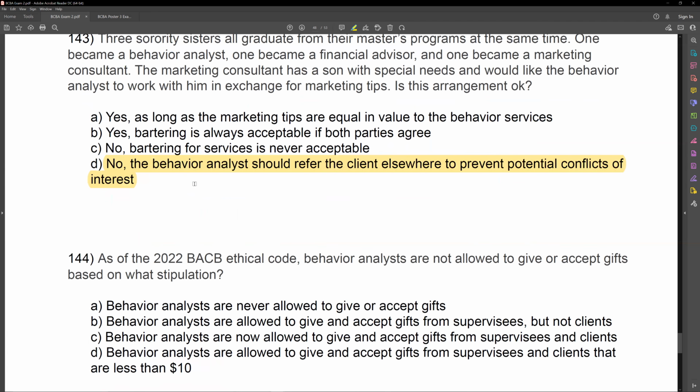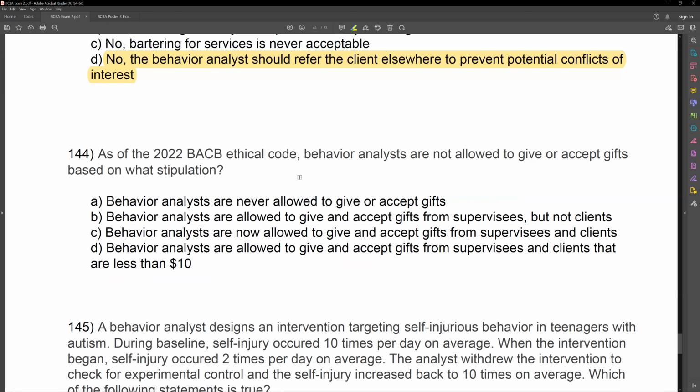144, as of the 2022 BACB ethical code, behavior analysts are not allowed to give or accept gifts based on what stipulation? Okay, what does the new ethical code say about gifts? Be careful with how this question is worded because it's guiding you in a certain way, right? It's saying behavior analysts are not allowed to give or accept gifts. Is that true anymore? A, behavior analysts are never allowed to give or accept gifts. It's no longer true. They've changed that in the ethical code for a good reason, in my opinion.